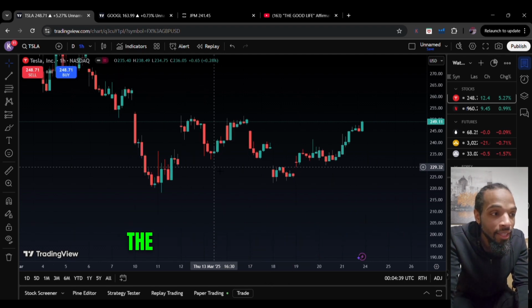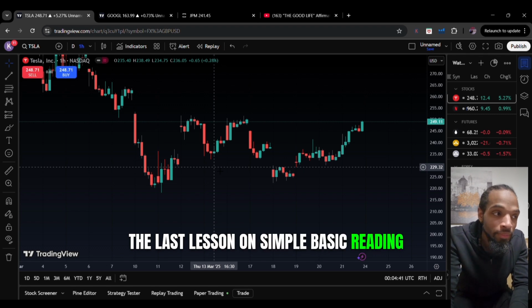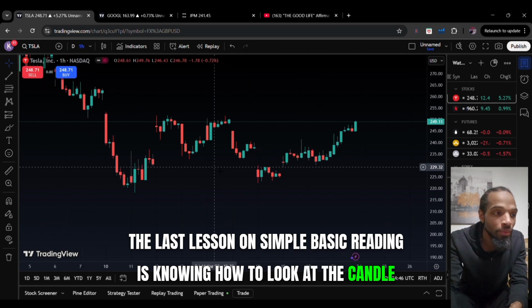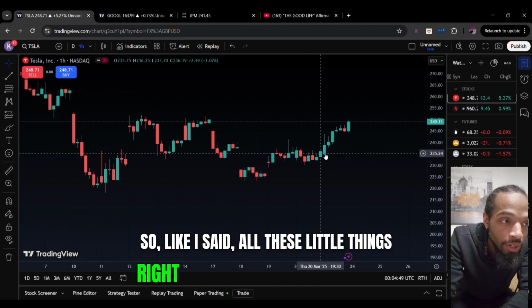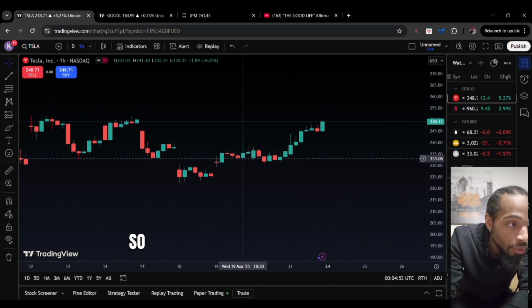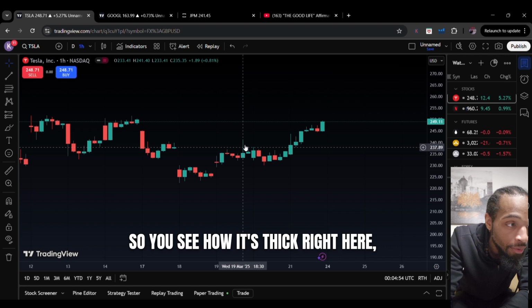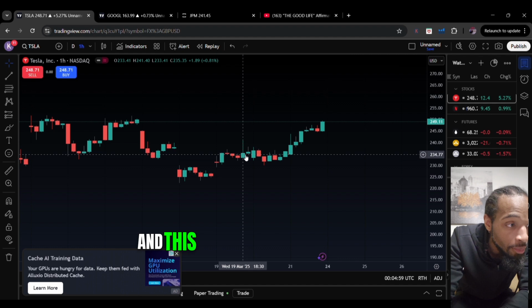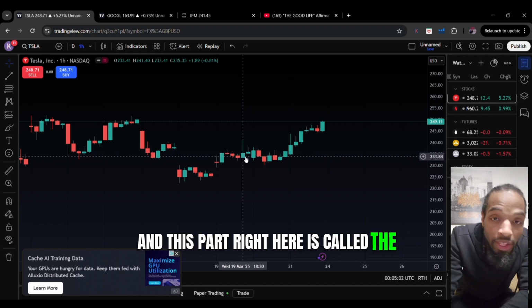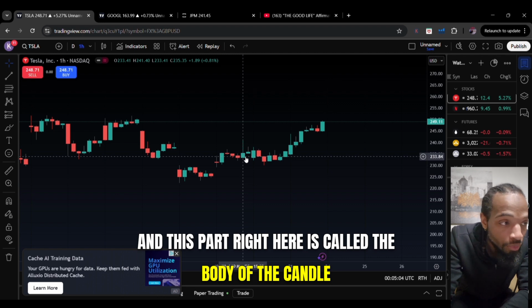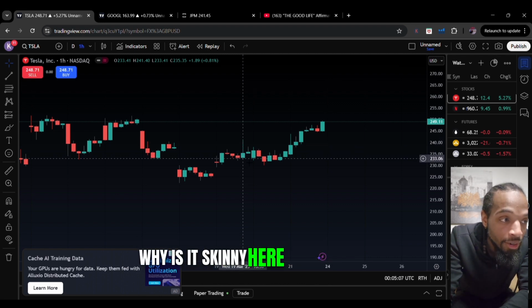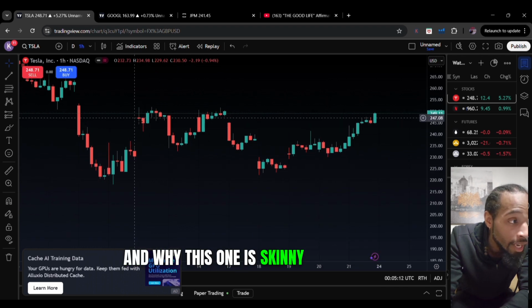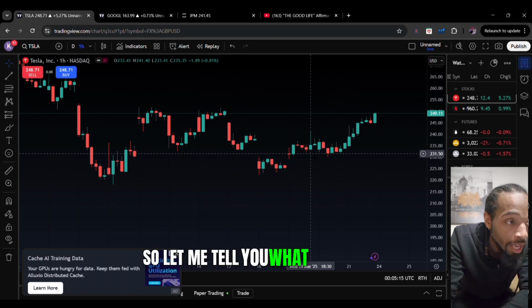And the last lesson on simple basic reading is knowing how to look at the candle. Like I said, all these little things right here are called candles. You see how it's thick right here, but then it's skinny up here. The skinniness is called a wick. And this part right here is called the body of the candle. What does that mean? Why is it skinny here and thick here? And why is this one skinny on both sides? Let me tell you what that means.